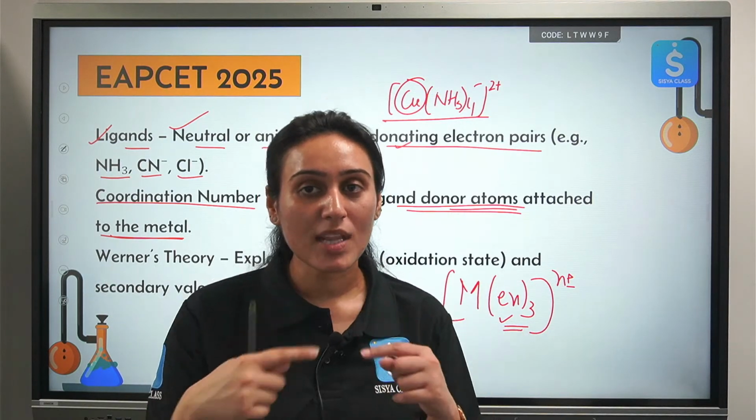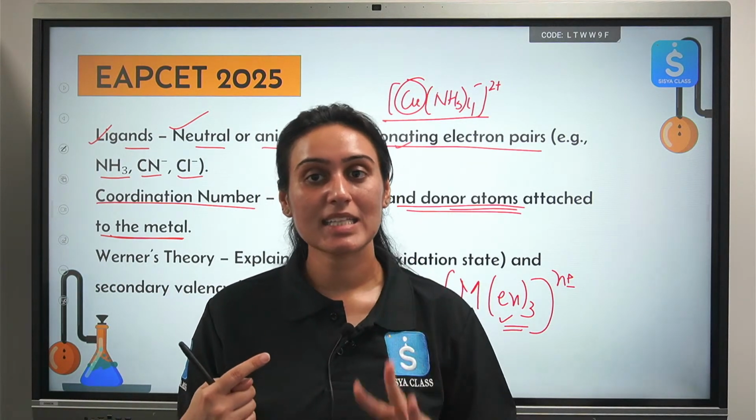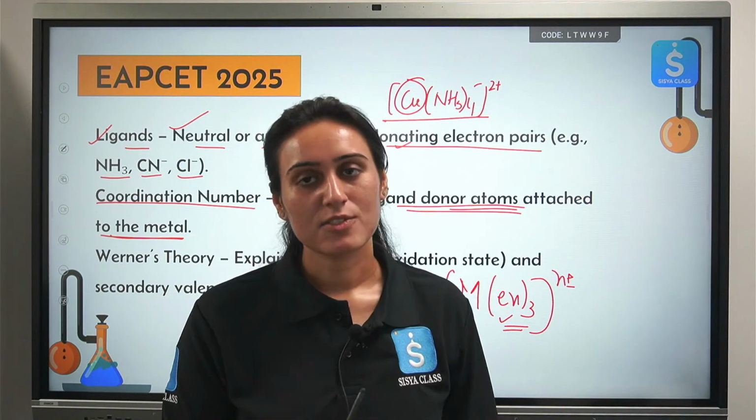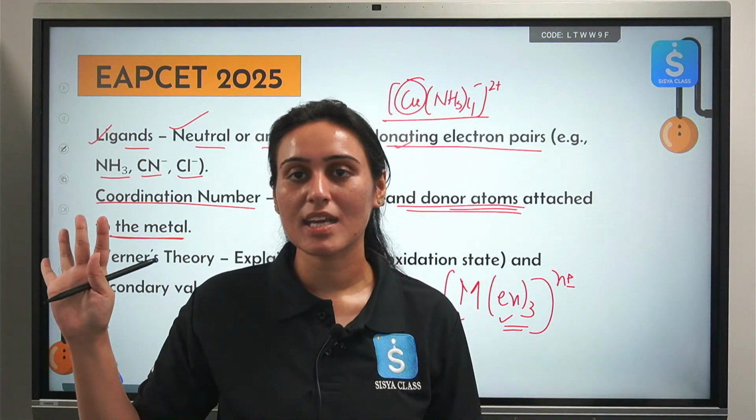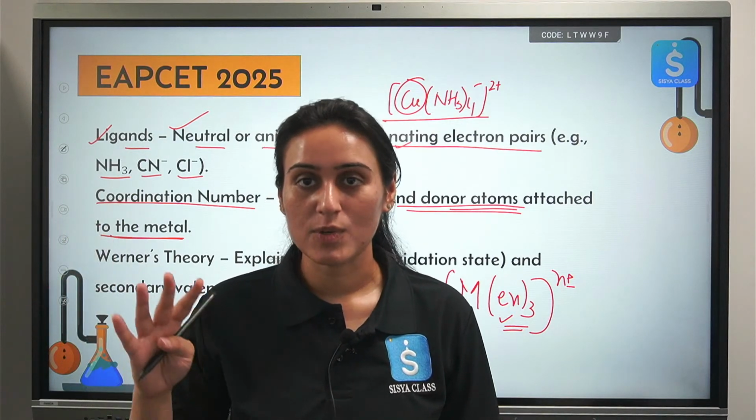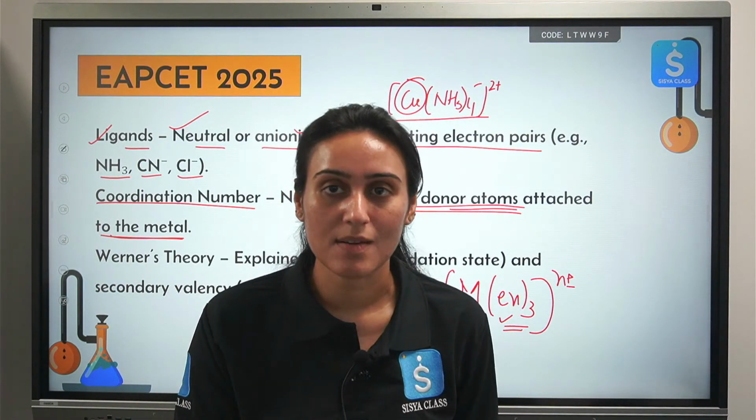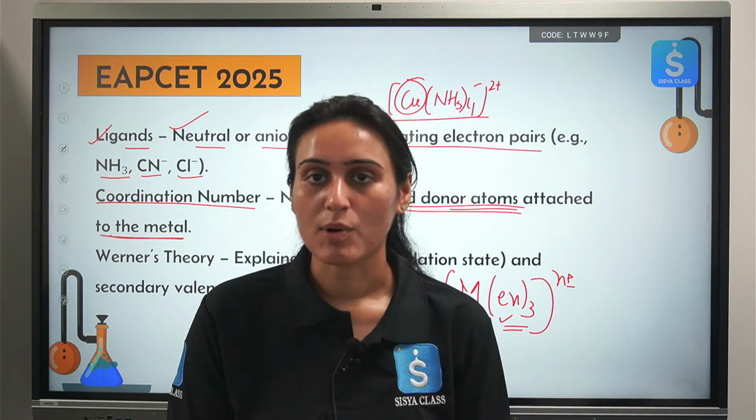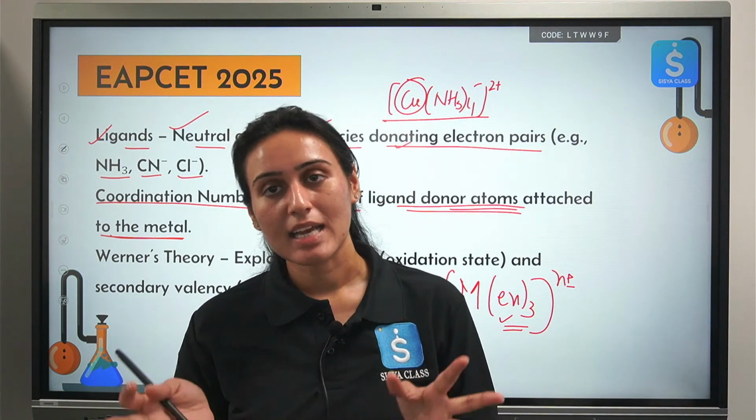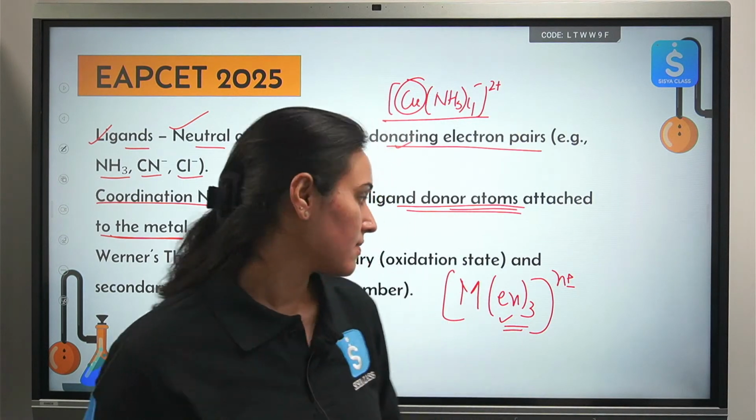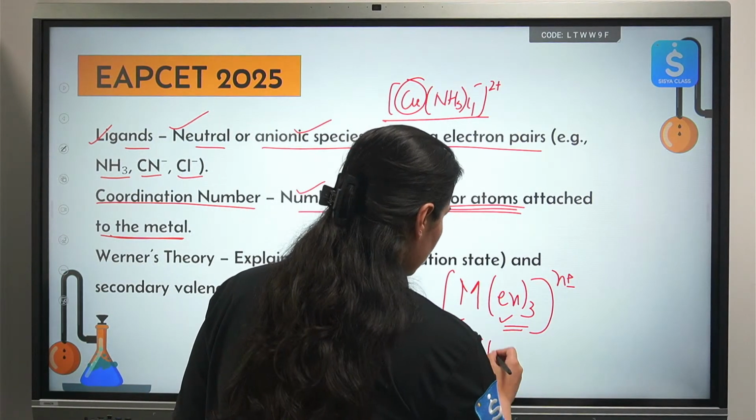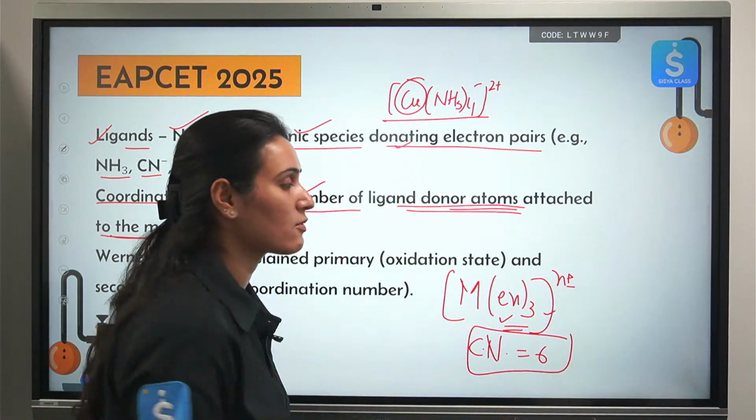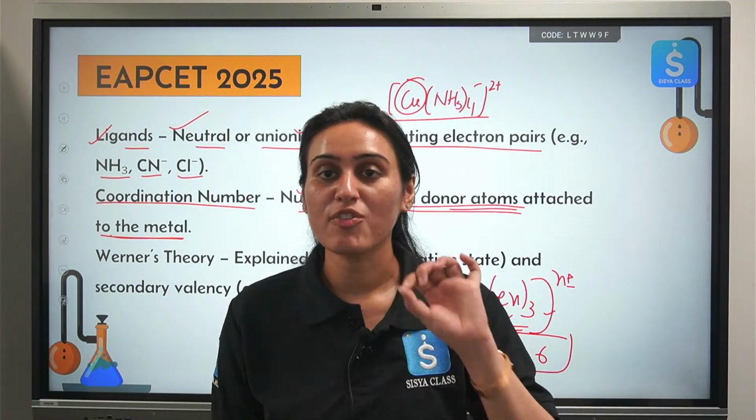So, how many donor atoms we will see in 3 ethylene diamine molecules? 6, right? So, what will be the coordination number here? 6. So, don't just blindly count the number of ligands, that will not work. You have to count the number of donor atoms. For that, you must know what type of ligand we are talking about. Are we talking about a monodentate ligand, a bidentate ligand, a tridentate ligand and so on. So, this here has coordination number 6. Number of donor atoms you have to count. Don't count the number of ligands.